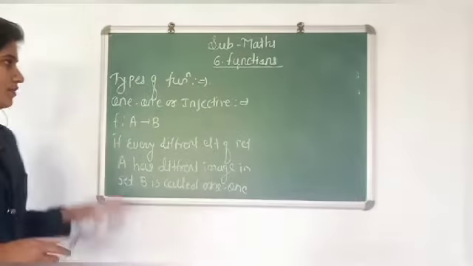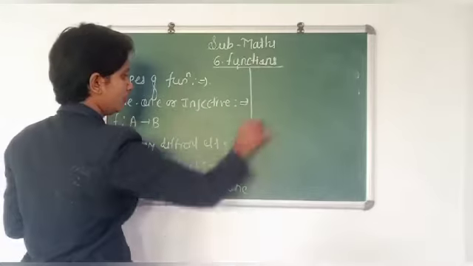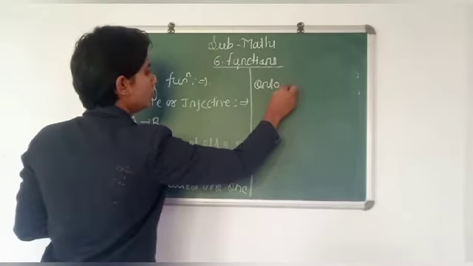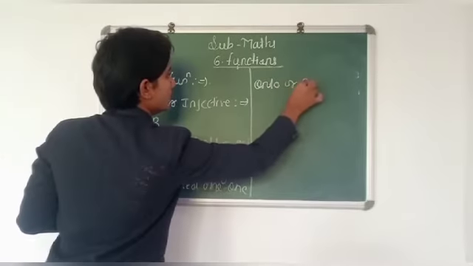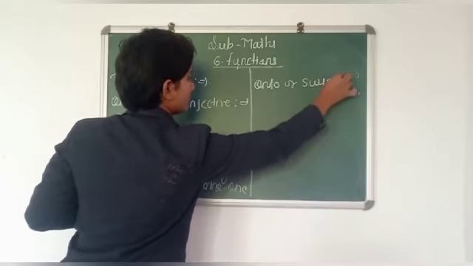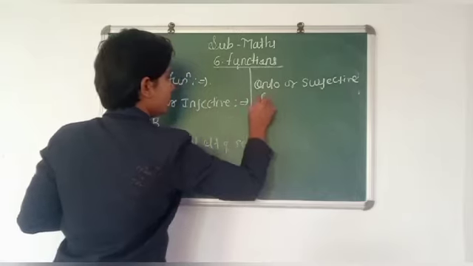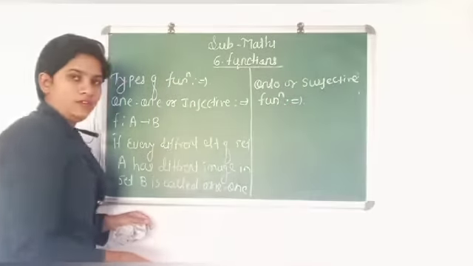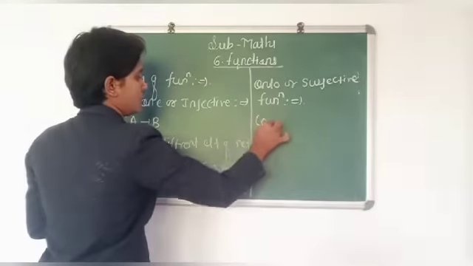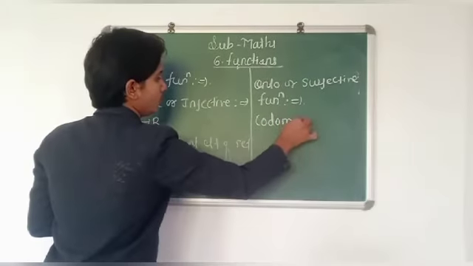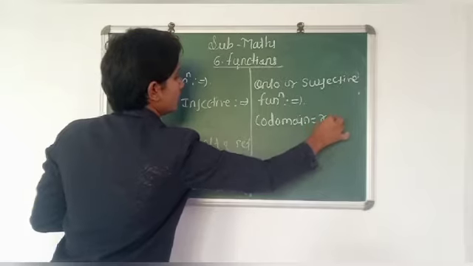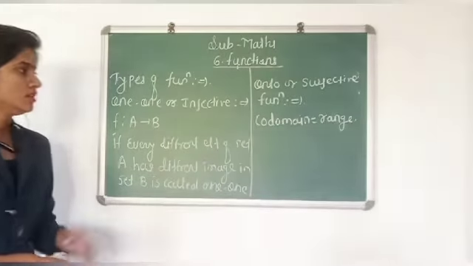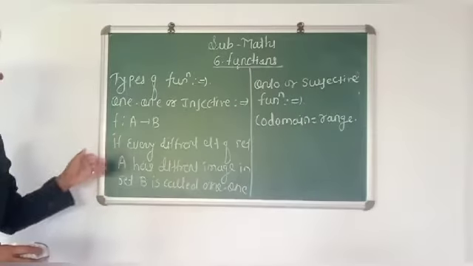Now the second type of function is the onto function. The second type of function is called an onto or surjective function. If the codomain is equal to the range, we get an onto function. Now see some examples based on these types of function.